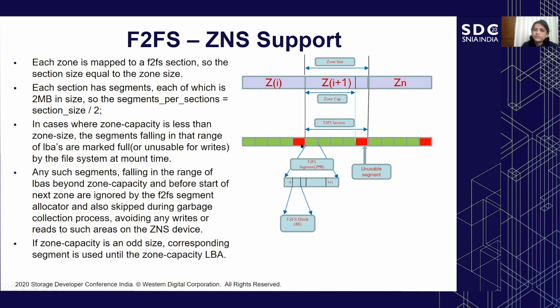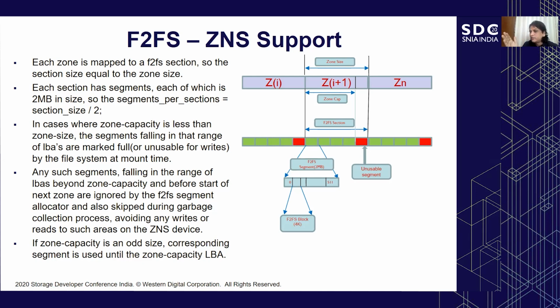If you look at this picture here, the red blocks are the blocks where the zone capacity ends. Those segments are marked as full, which means they are not available to any writes. Also, during garbage collection, these segments are ignored. And if zone capacity is an odd size, then the corresponding segment is used until the zone capacity LBA.